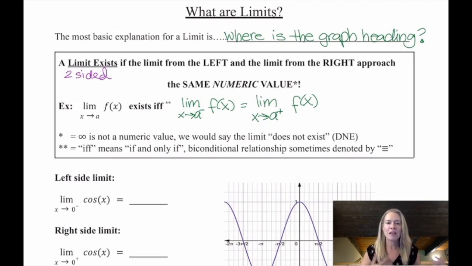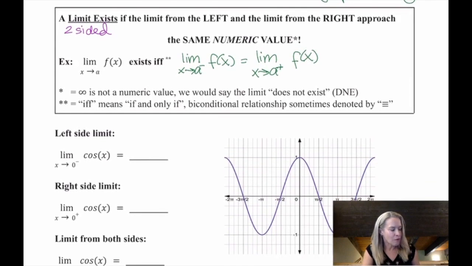These are the beginning, the basic ideas of limits, and it's really nice to start with a visual example. So starting off, I've got the definition. A limit exists, and this is referring to a two-sided limit, if the limit from the left and the limit from the right are approaching the same numeric value.